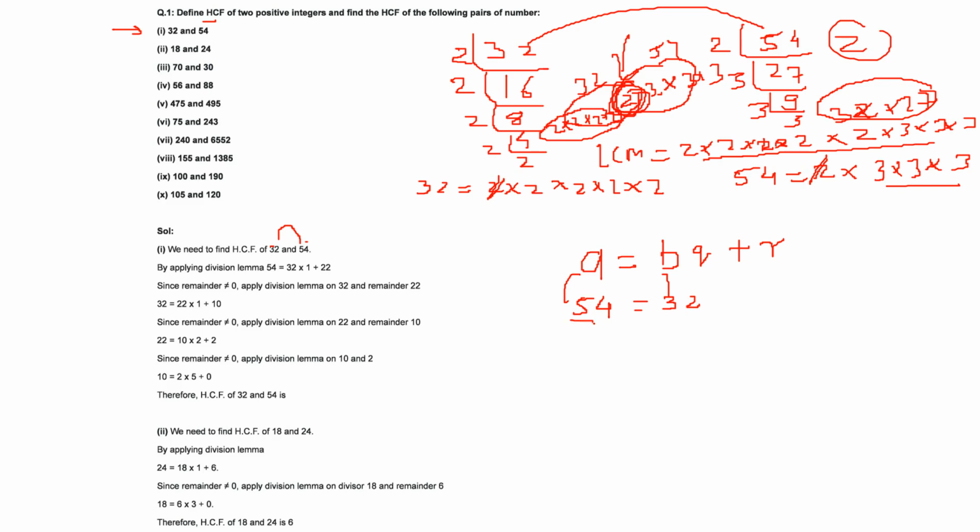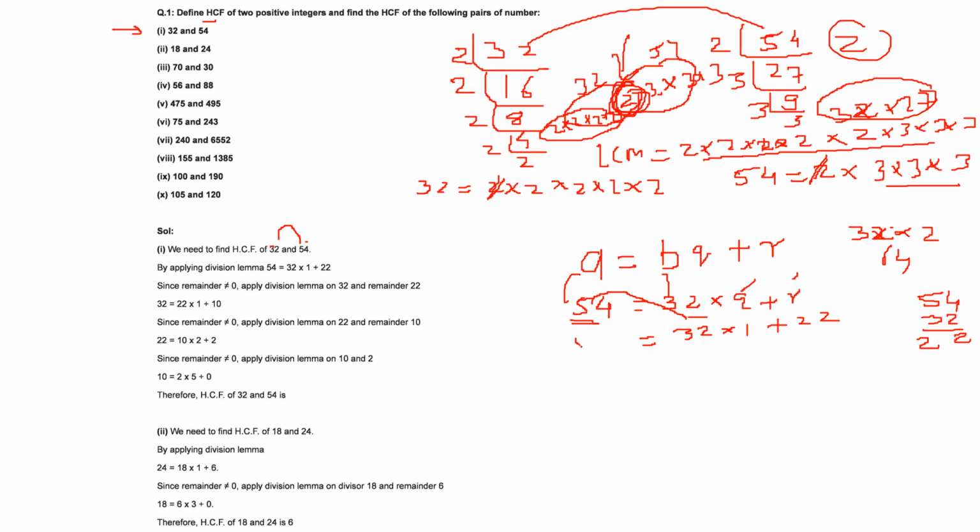So how can we represent 54 as 32 into something plus some remainder? This is the quotient, this is the remainder. Now 32 into 2 is 64, so it goes above 54, so we cannot have 2 here. If I put Q equal to 1, it will be 32 into 1, that is 32. But still we have to complete 54. How do we get this remainder? We just have to subtract 32 from 54. The difference is 22. So the remainder is 22.